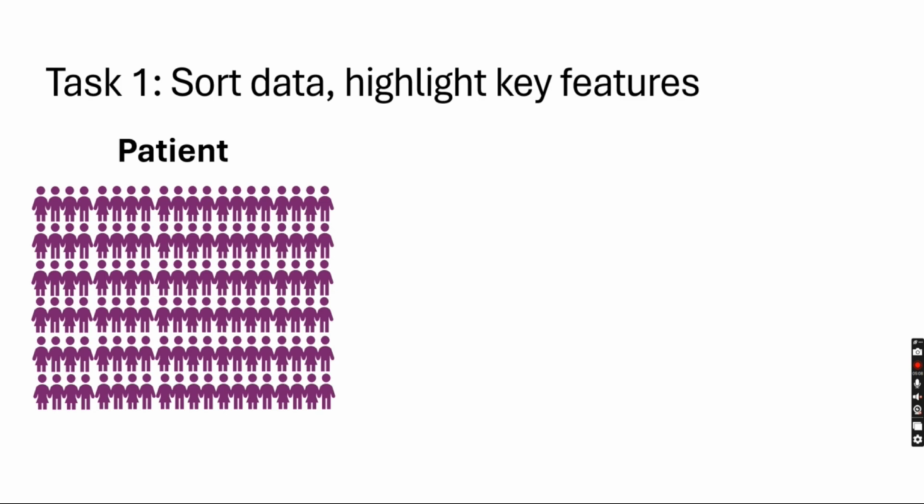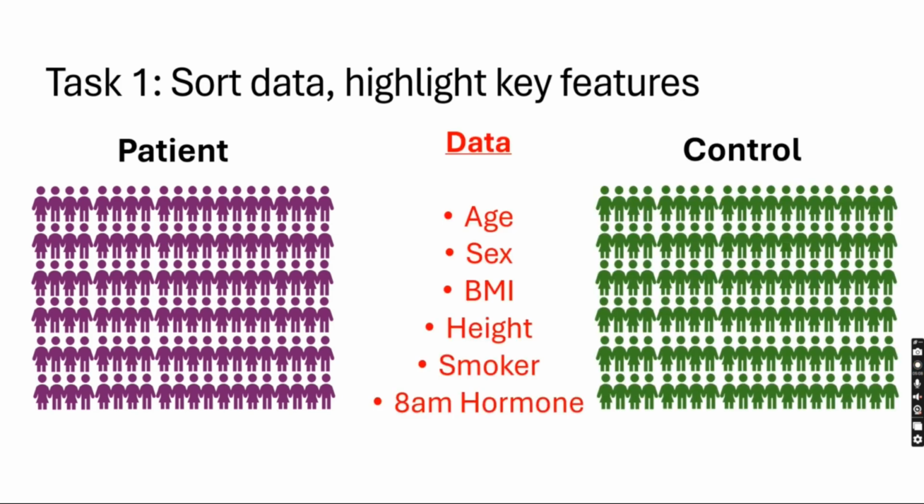Your first task is you've got your patient data set. You've got all these people and all of their data. Like we said earlier, we've got age, sex, BMI, height, whether they're a smoker, and we've also got another point, their 8 a.m. hormone. We've got the cortisol that we're looking at, and cortisol spikes in the morning around 8 a.m., so we measured their cortisol at 8 a.m. so we can see what that says about the patient too. We've got a group of people who have a disease, the patients, and we've got a control group, the people with no disease.